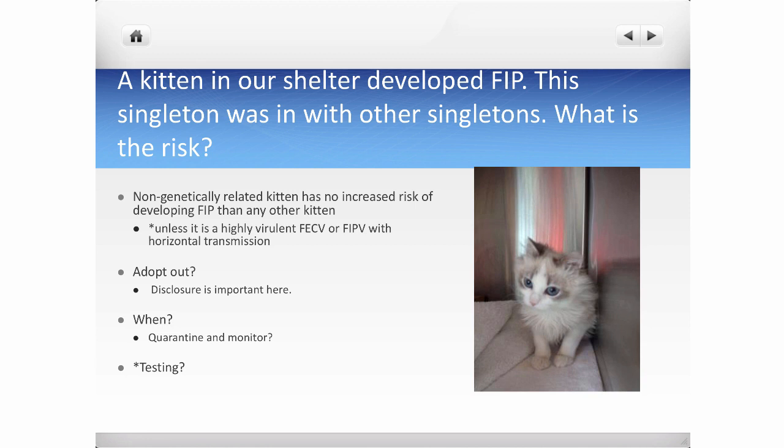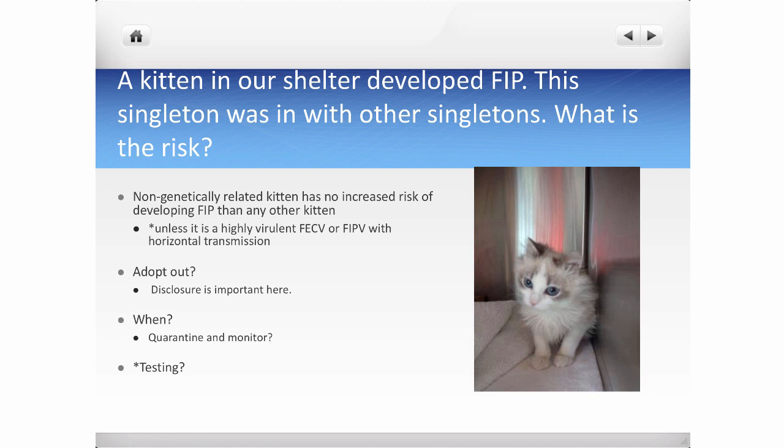The question I get a lot is, a kitten in our shelter developed FIP. This singleton was in with other singletons. What is the risk? So, non-genetically related kittens that have been co-housed. Officially, the risk should not be higher if we're going with that classic genetic predisposition. However, is there a risk that this kitten could have picked up a hot version of coronavirus that's more mutable? Does it put it at higher risk? And it probably does.